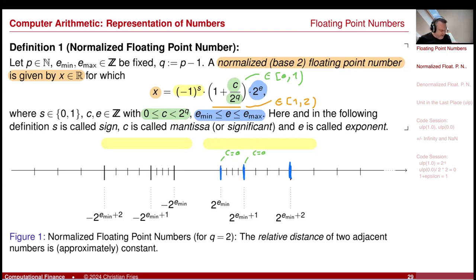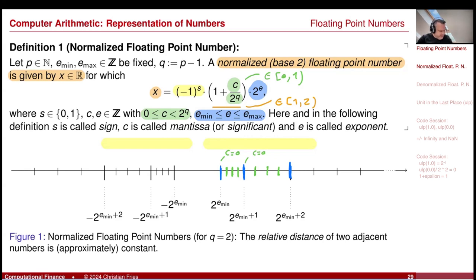In between this interval, I have an equidistant partitioning of this interval. Every step goes 1 divided by 2 to the power of q. So you have c equals 0, and then you have c equals 1, 2, 3. So you see, this is the case where q is equal to 2. 2 to the power of 2 is 4. So I have 4 different values for c: 0, 1, 2, 3. And then the partitioning starts again: 0, 1, 2, 3. This is a representation of my numbers.